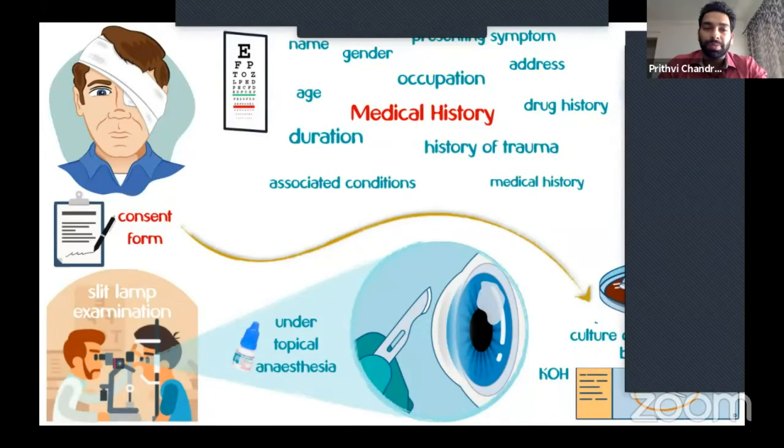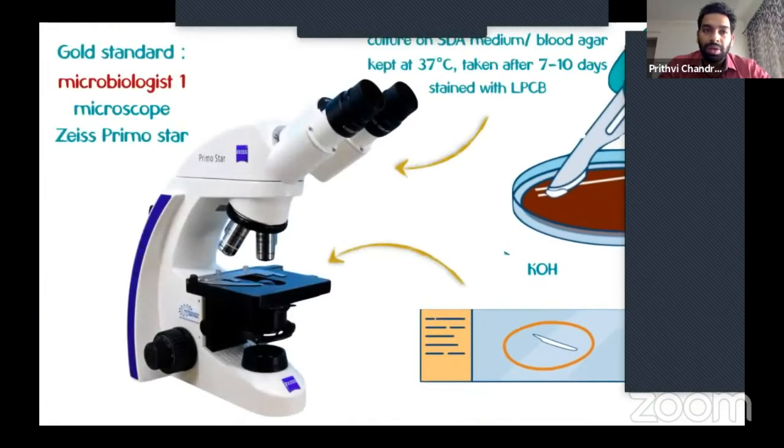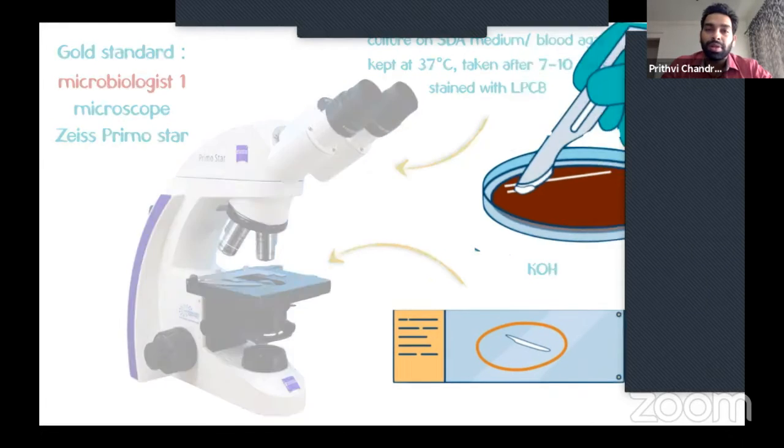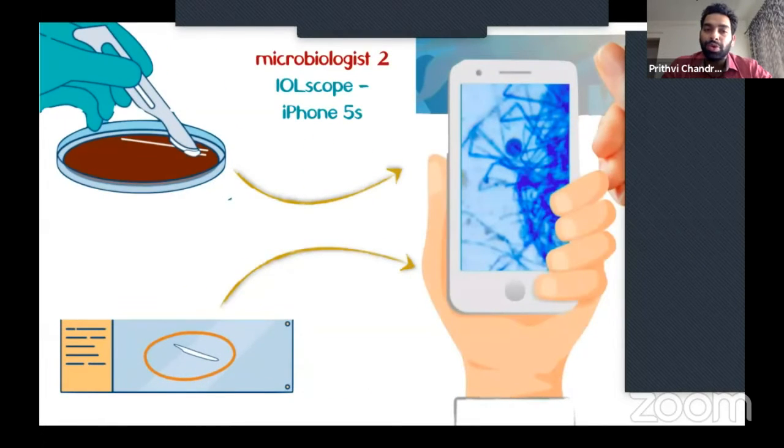The patient's consent was taken beforehand, and then all medical history was taken. Slit lamp examination was done, and under topical anesthesia, the slides for KOH and for culture were taken. First, we took the slide and KOH mount to microbiologist 1, who was given the Zeiss Primostar to give the gold standard diagnosis. The second microbiologist was given the Iolscope to diagnose the same slide.